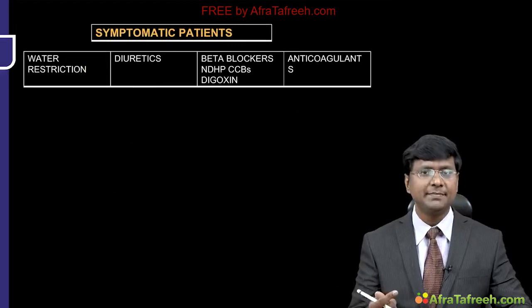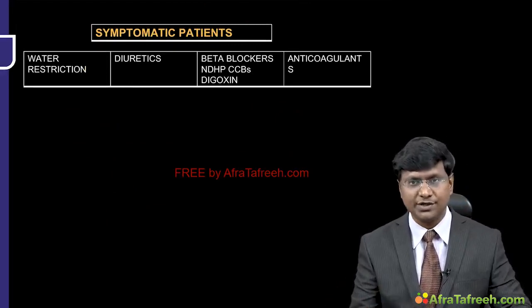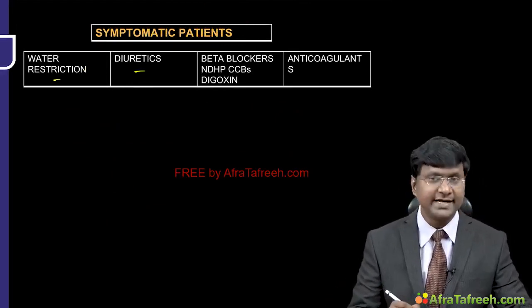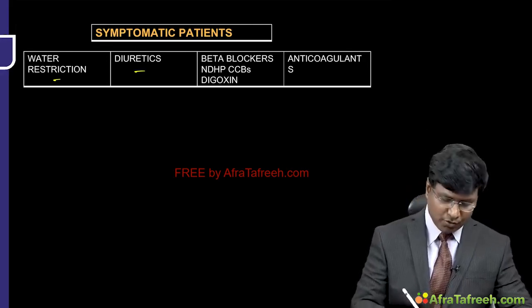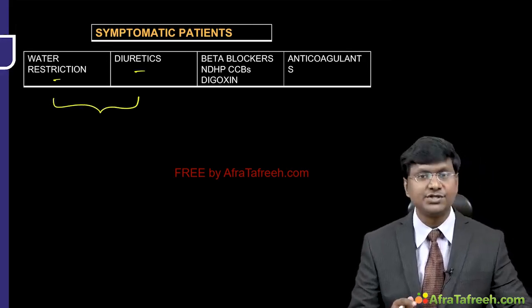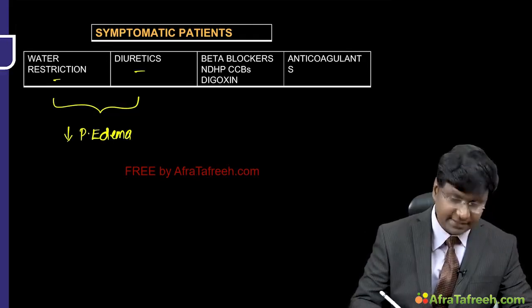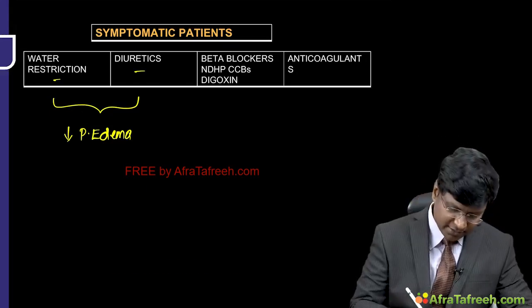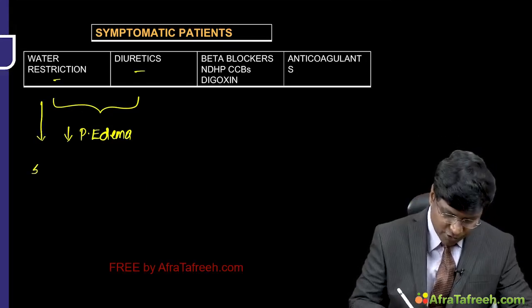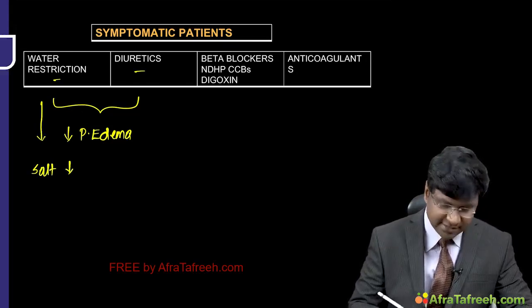Now, in symptomatic patients with mitral stenosis, what is the treatment that you need to give? So, water restriction as well as the diuretics. Okay. So, what is the purpose of doing this water restriction and the diuretics? That is mainly to reduce the pulmonary edema, and thereby the dyspnea can be resolved. Not only the water restriction, even the salt restriction has to be advised in this individual.